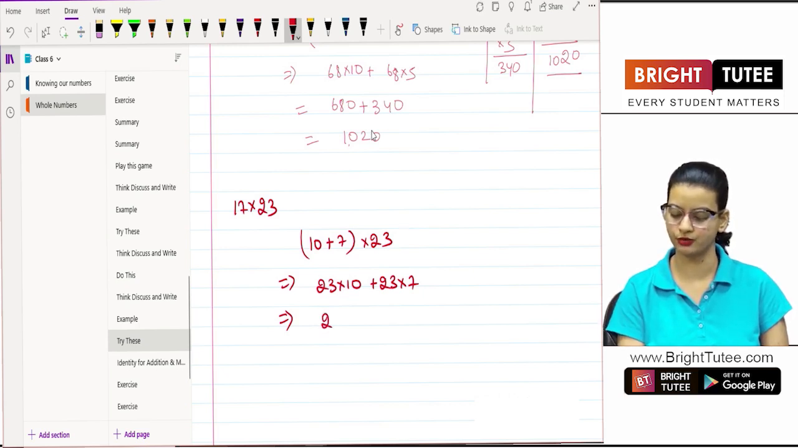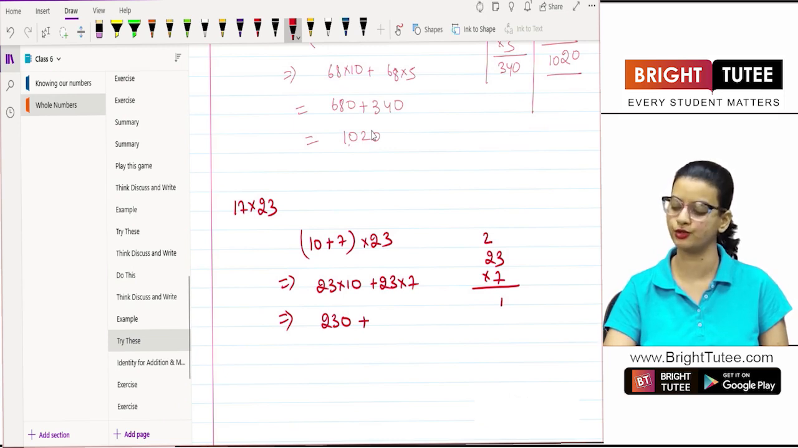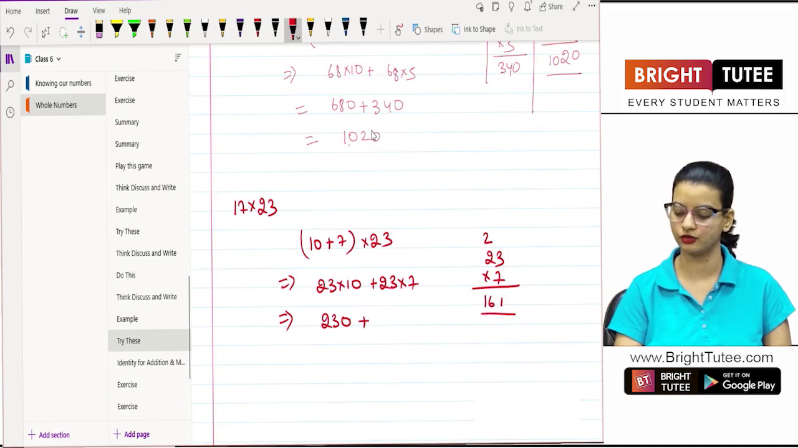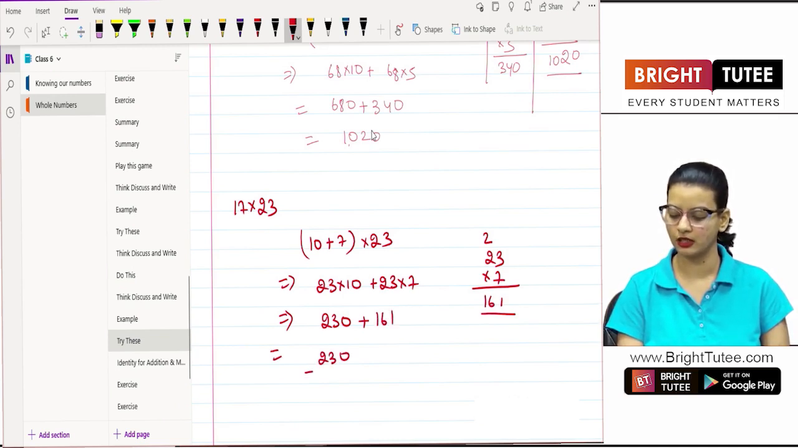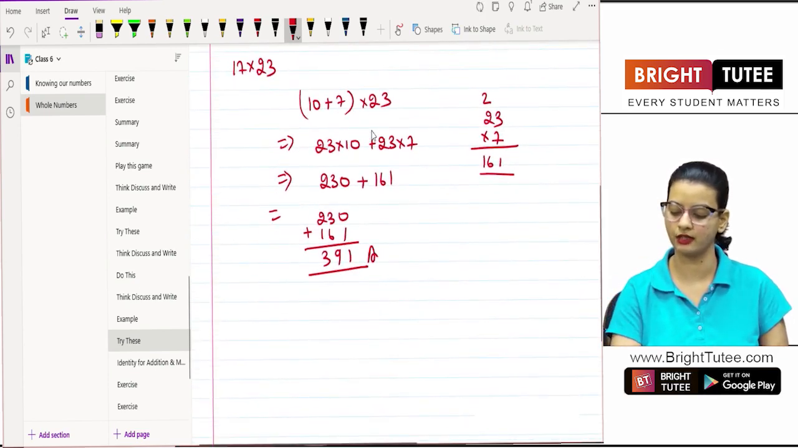23 into 10 is 230 and 23 into 7, let me calculate it in rough over here. So 7 into 3 is 21, so 1 carry over 2, and 7 into 2 is 14 and 14 plus 2 is 16. So I've got 161. So the answer is 230 plus 161. Okay, so 0 plus 1 is 1, 3 plus 6 is 9 and 2 plus 1 is 3. So the answer is 391.